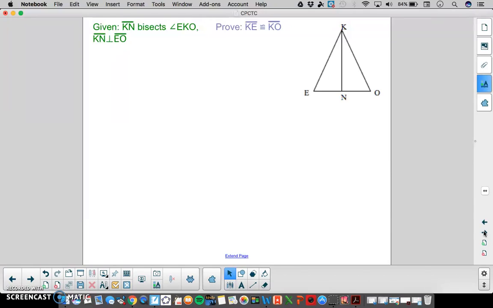I have this proof that I'd like you to start from scratch. You're given KN bisects angle EKO, and that KN is perpendicular to EO. We want to prove that KE is congruent to KO. So think about how you could prove those triangles congruent first and then show that those pieces are congruent.